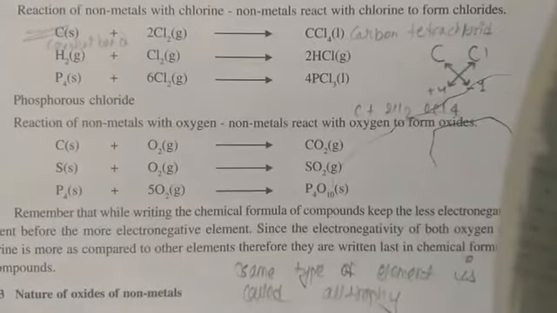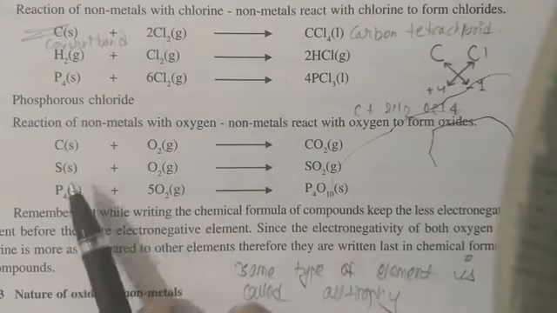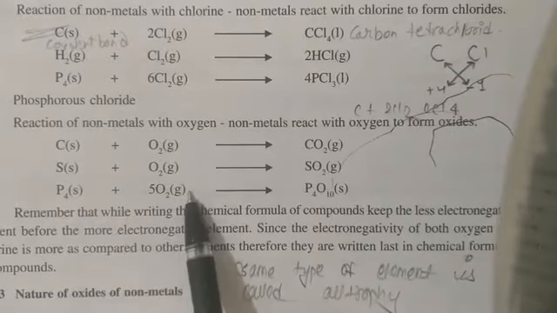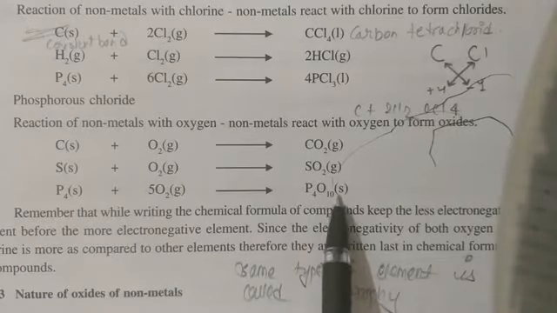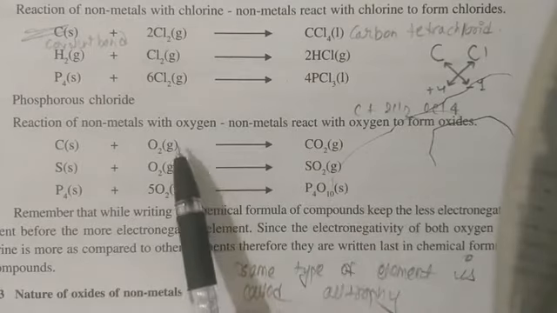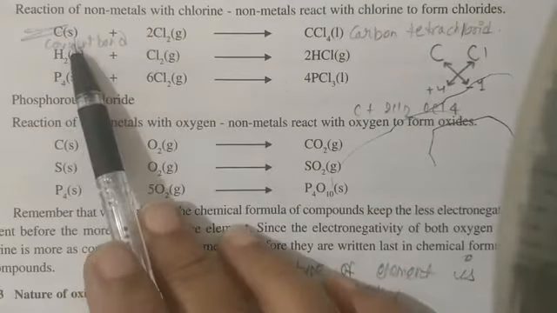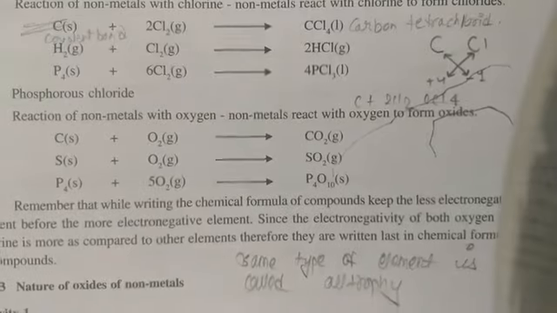Another reaction, carbon with oxygen, carbon dioxide. Sulfur with oxygen, sulfur dioxide. Phosphorus with oxygen, phosphorus pentoxide. You can write P2O5 or P4O10. So these are the reactions only with oxygen, and these are the reactions only with chlorine, about non-metals. Okay, now we will do one practical.